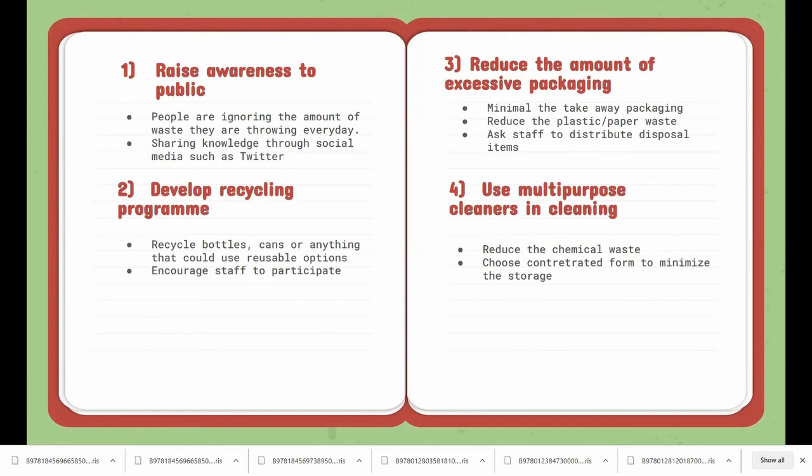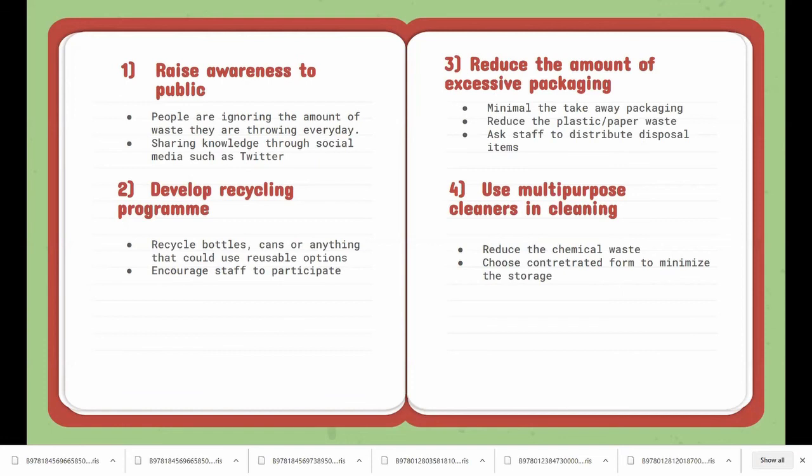And then for the second improvement, we can develop a recycling program. From waste, there are a lot of things that we can recycle, such as bottles or cans. Recycling programs can be started by encouraging staff to participate. For example, we can give them credit or appreciation if they collect recycled items. Other than that, we should use reusable options wherever possible, such as bottles and jugs.